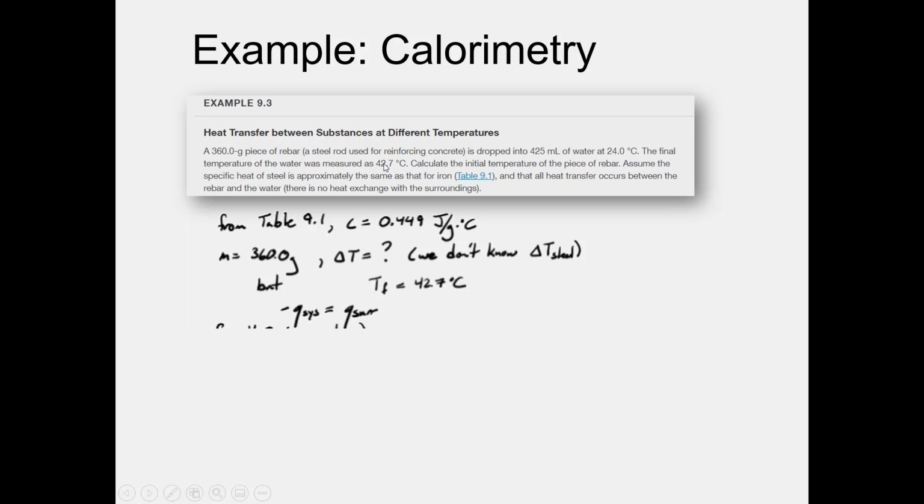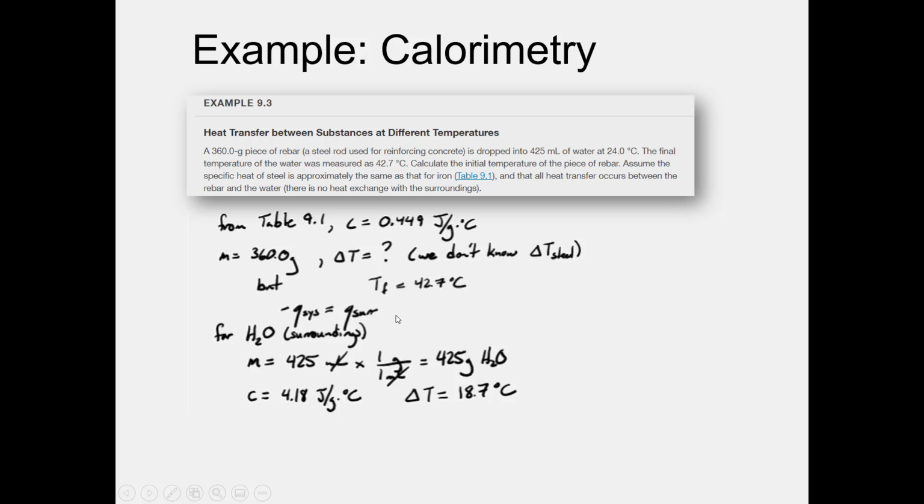Not only is 42.7 degrees Celsius the final temperature of the water in this calorimetry experiment, but as long as we assume that the calorimeter isn't losing heat to the surroundings, which is a valid and important assumption, the final temperature of the steel must equal the final temperature of the water in this case. So we can say that the final temperature of the steel is 42.7 degrees Celsius. So the way we solve the problem is we say that the heat lost by the system is equal to the heat gained by the surroundings.